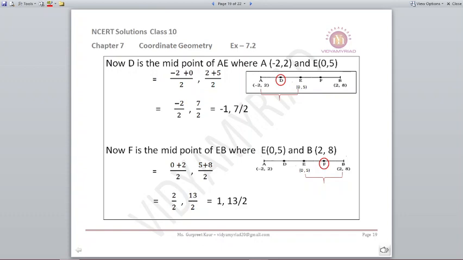So what is D now? D will be (-2 plus 0) upon 2 and (2 plus 5) upon 2. I get (-1, 7/2). These are the coordinates for D.